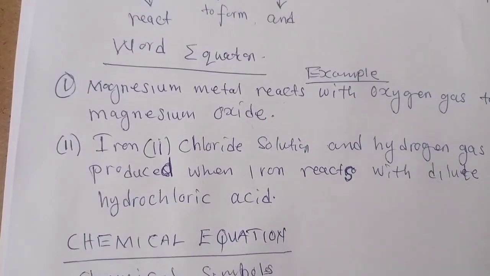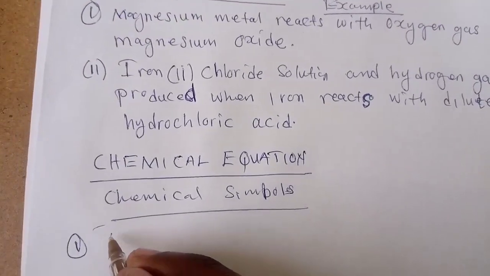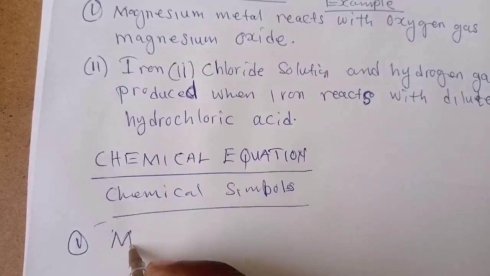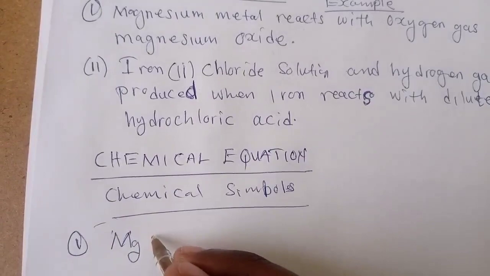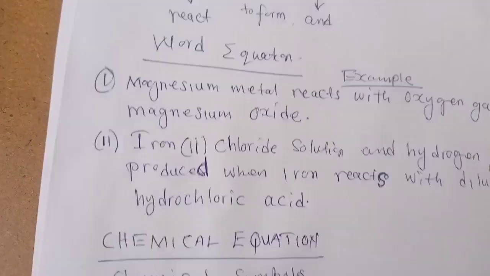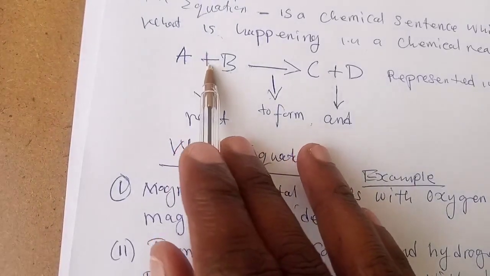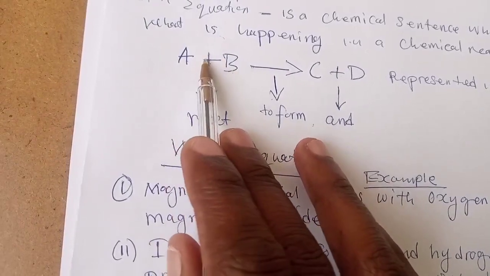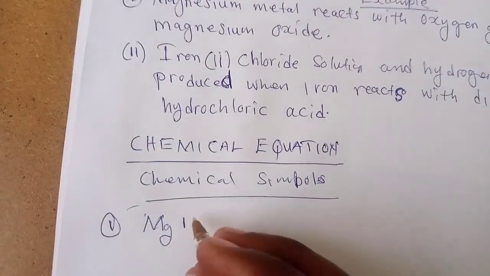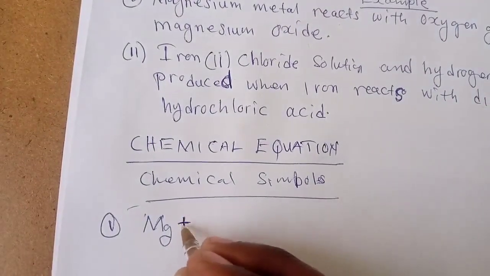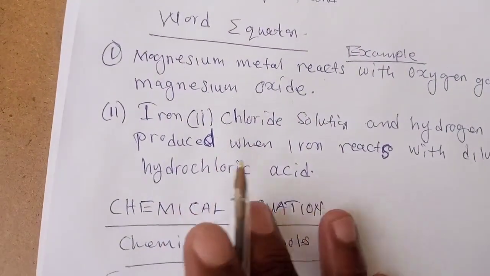magnesium. You need to know the symbol for magnesium. Magnesium is actually capital M, small letter g. That is what magnesium is. This plus, or positive sign on the left side, represents reaction. It means that this is reacting with oxygen. They are saying oxygen gas.